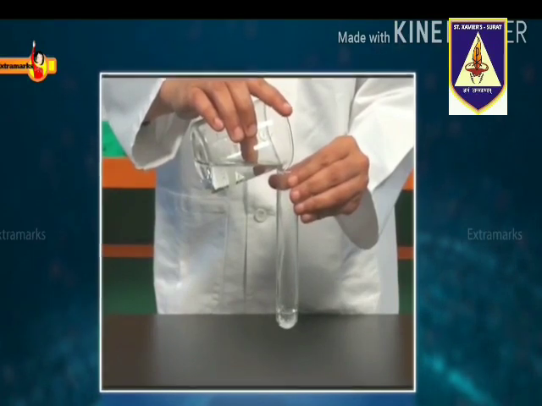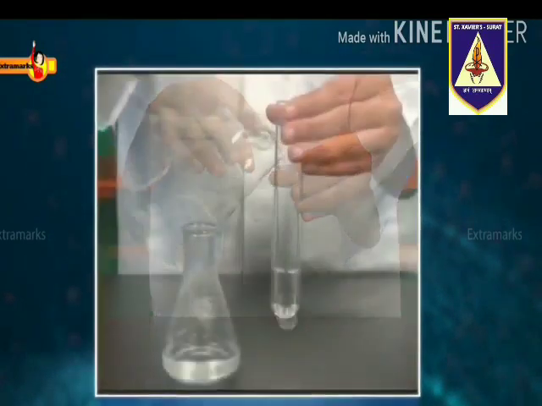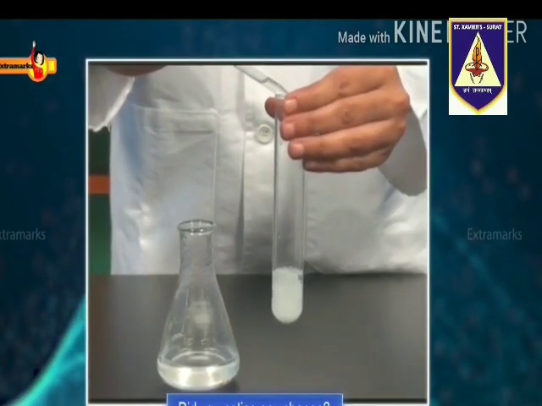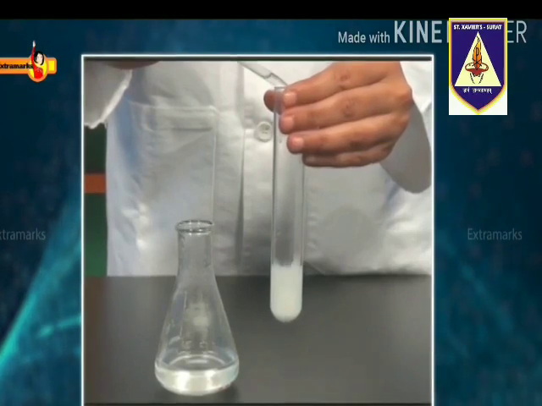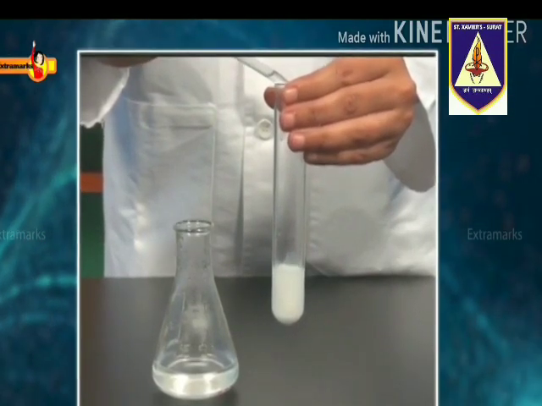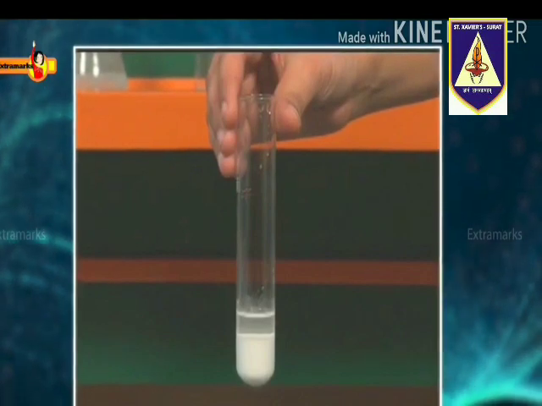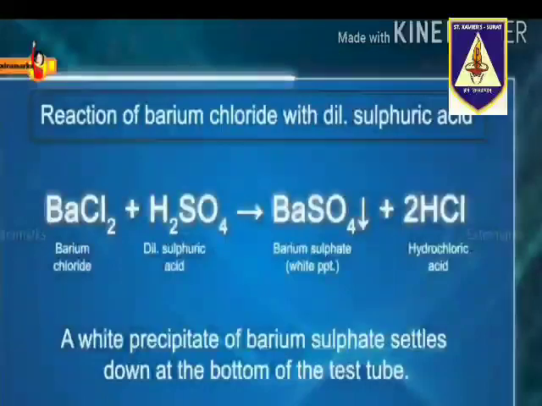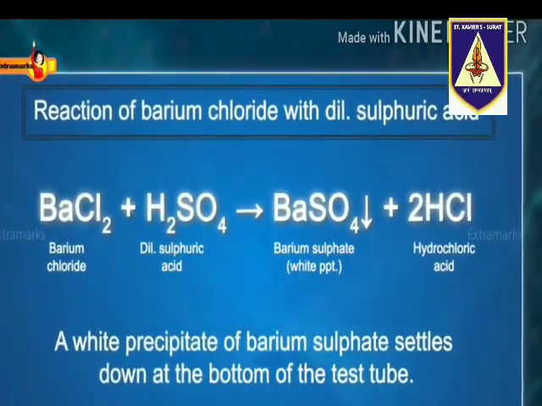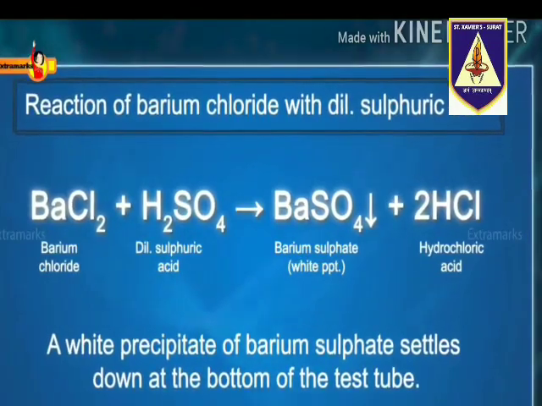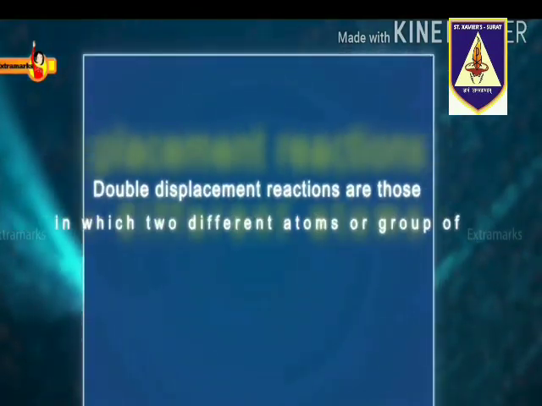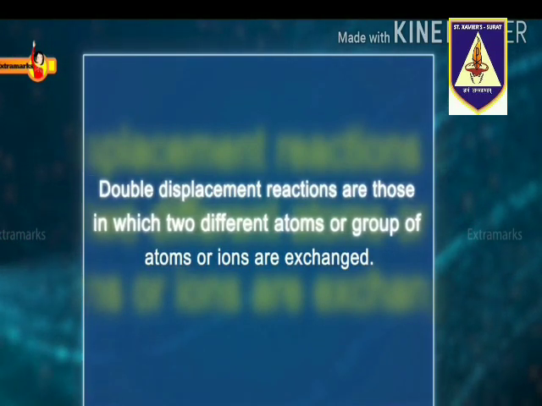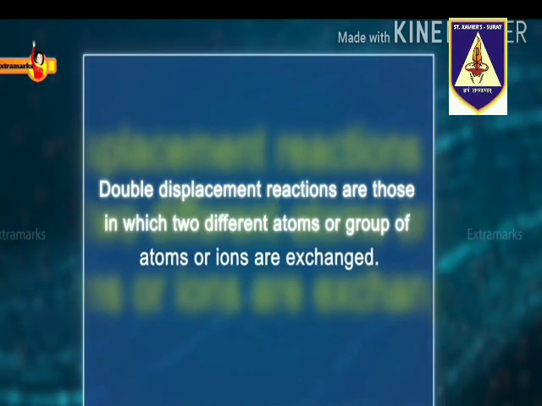Take a small amount of barium chloride solution in a test tube. Add a few drops of dilute sulfuric acid. Did you notice any change? On addition of dilute sulfuric acid, the barium chloride solution becomes turbid. Notice a white precipitate of barium sulfate settles down at the bottom of the test tube. In this reaction, barium and hydrogen ions exchange their position from their compounds. So, we can say that in general, double displacement reactions are those in which two different atoms or group of atoms or ions are exchanged.